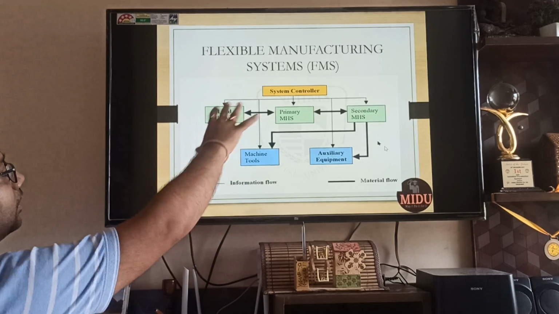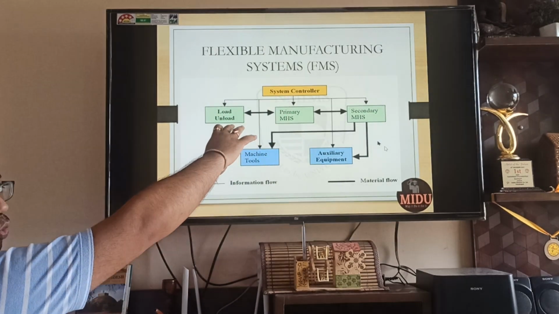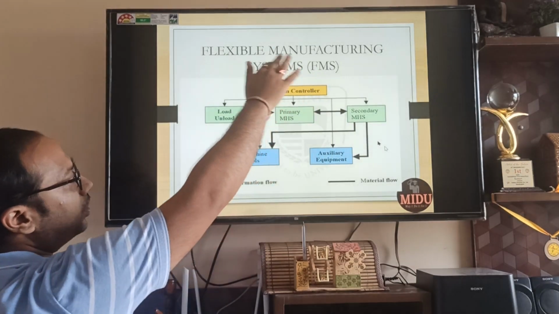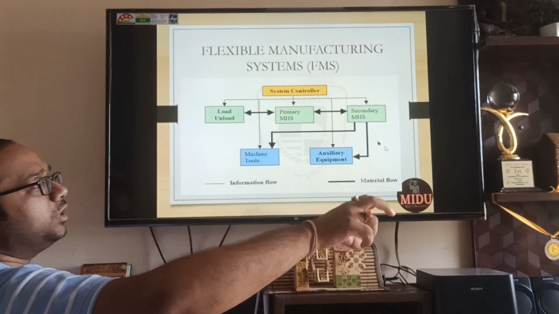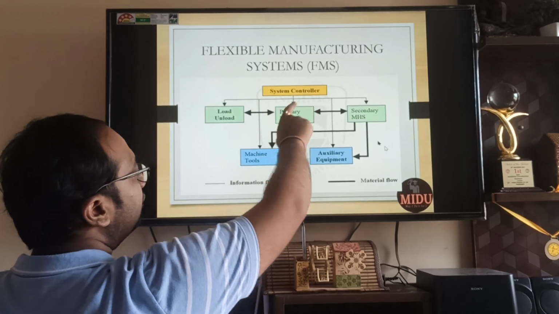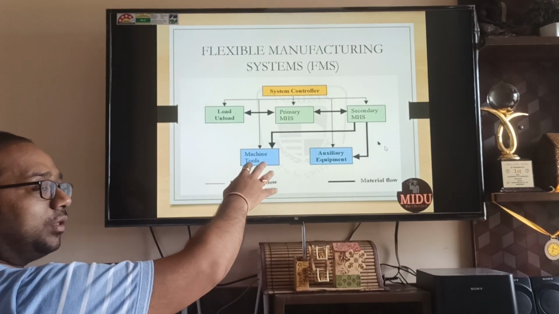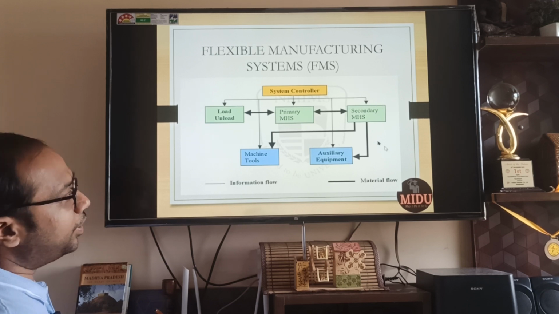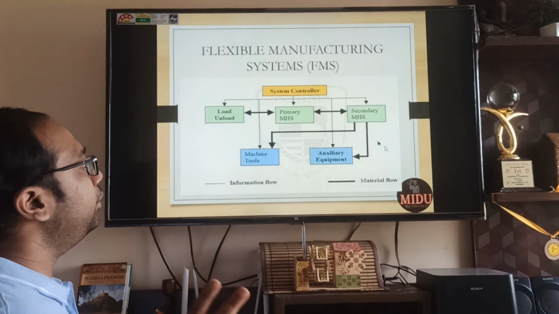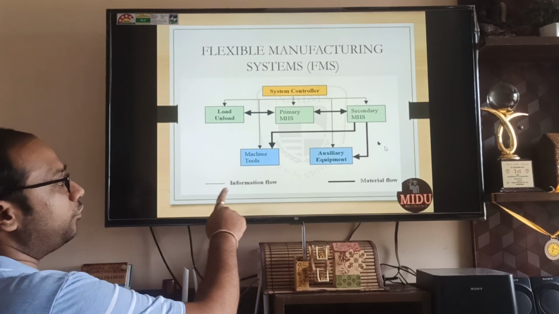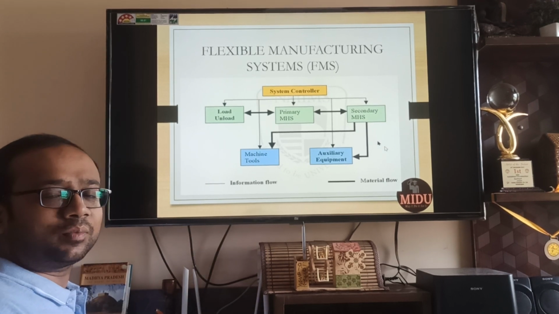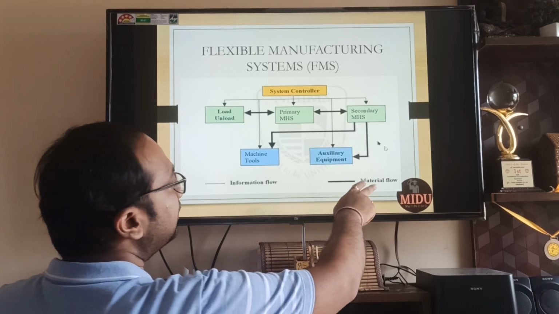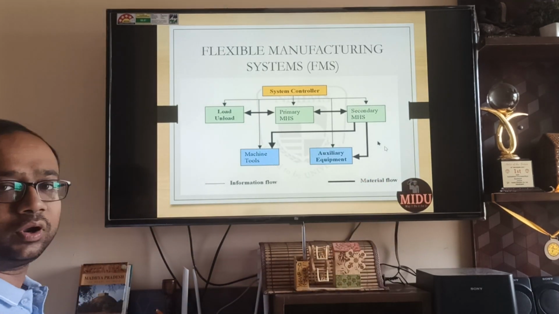FMS basically has 3 units: load unload, primary MHS and secondary MHS. There is a system controller, for example a computer or computing unit, which is controlling all the decisions. Here are the machine tools, which are the main equipment, and then some auxiliary equipment which may or may not be required. Now there can be 2 kinds of flow in any kind of system. One is flow of information, so whenever you are giving some signals or commands, information is flowing. And second is physical material flowing, which is known as material flow.